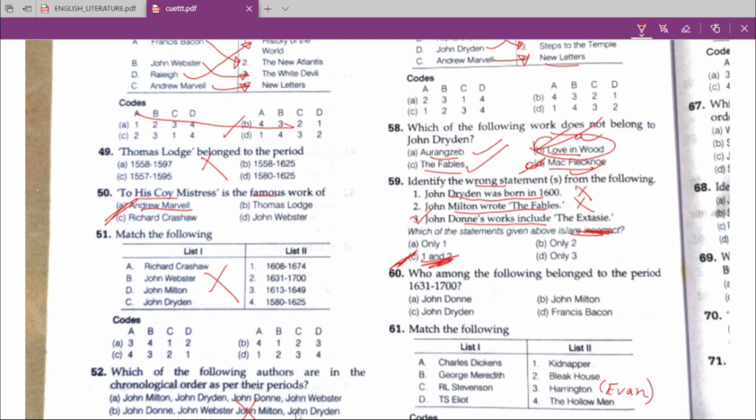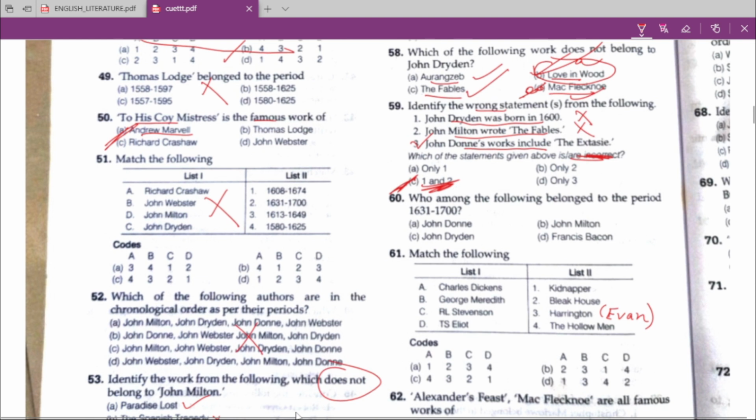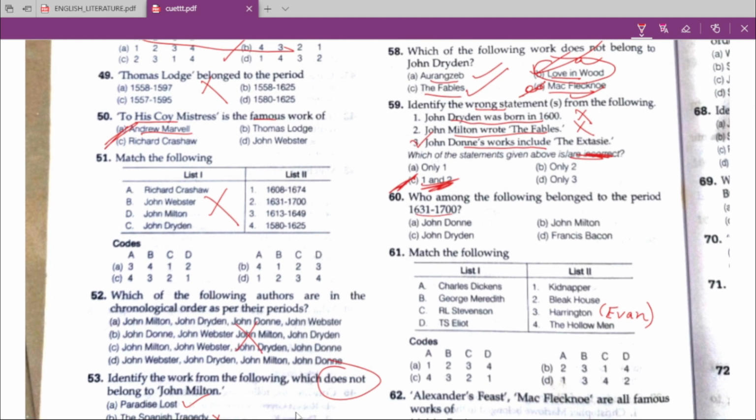Next question. Who among the following belongs to the period 1631 to 1700? John Donne, John Dryden, Milton, Francis Bacon. So it was John Dryden. John Dryden belonged to the period 1631 to 1700.